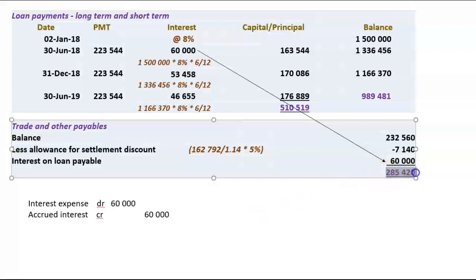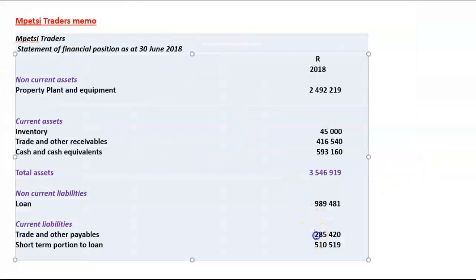Good. So that then gives us total trade and other payables of 285,420, and there you will see it, 285,420 trade and other payables. Guys, do you see that the short-term portion of the long-term loan is a separate line item on the statement of financial position, and it is not included in trade and other payables?